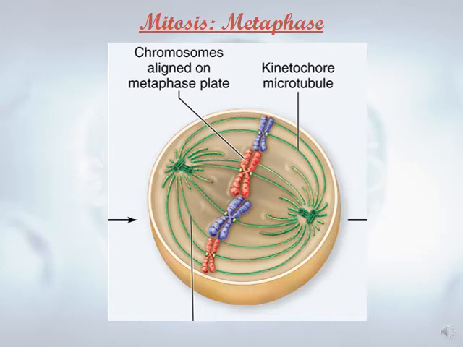As you see here, in the metaphase, the chromosomes line up at the middle of the cell, forming what is known as the equatorial plate.